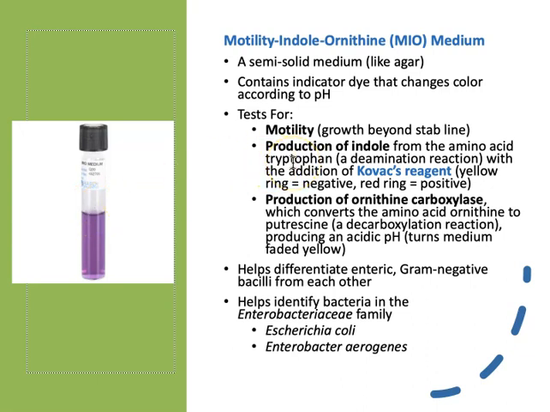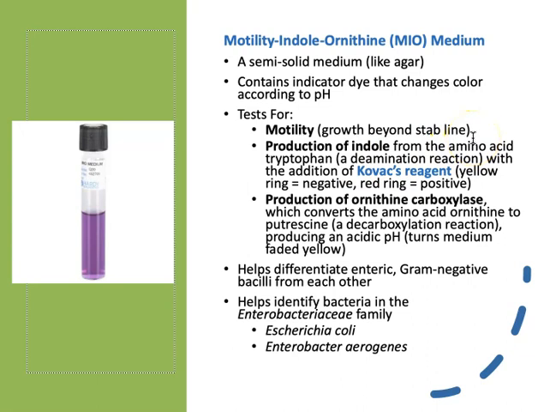For the production of indole, we actually have to use a reagent after we take the tube out of the incubator. Indole is a product that's produced when an amino acid called tryptophan gets broken down. This is called a deamination reaction. And all that means is that the amino group from the amino acid tryptophan is going to be removed, producing a molecule, again, called indole.